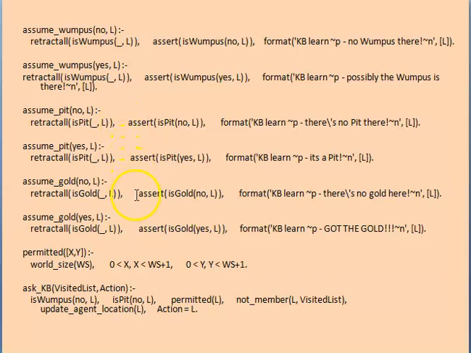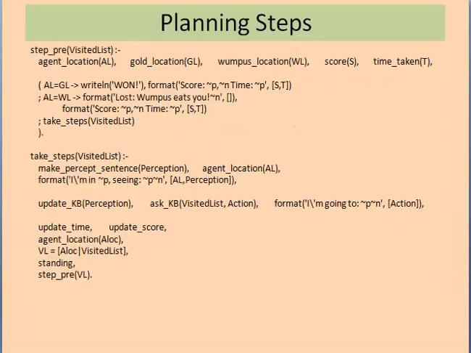Similarly, we have parameters for pit, for gold, and for whether we are permitted to make a move or not. This is to control that we do not run out of the board locations. And all these parameters are called during the execution of the program to change or to guess whether in the next cell there is a Wumpus or not, there is a pit or not, and like that.